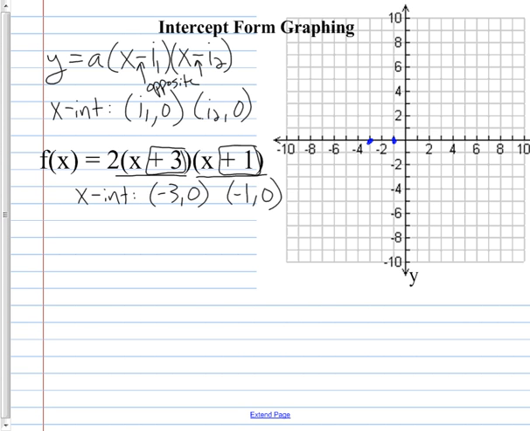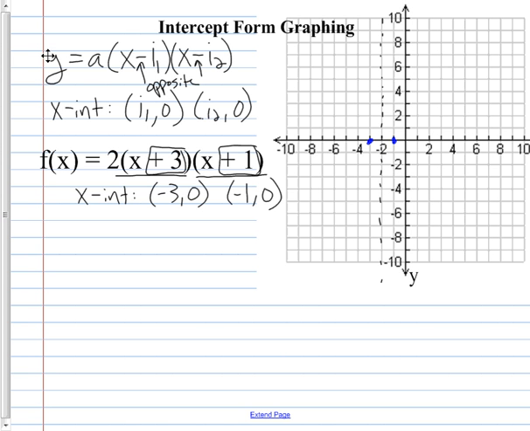Now, from here, what we want to do is get the vertex, because the vertex is one of those very key parts of the graph. The way we get the vertex is to use the fact that quadratics are symmetrical along that vertex line. If you look at the graph, we've got our two x-intercepts at -3 and -1. So the vertex has to be in between those two points, because the vertex is in the middle of everything. I'm going to draw a little line right between those two points, and we know the vertex is somewhere along that line.